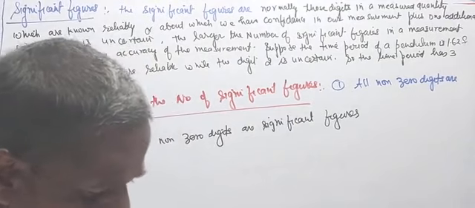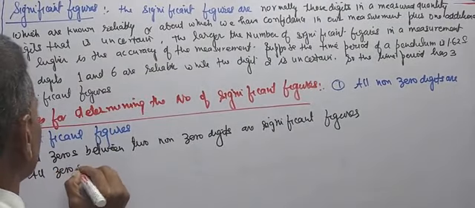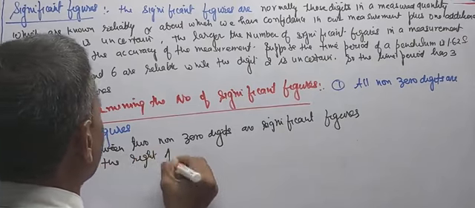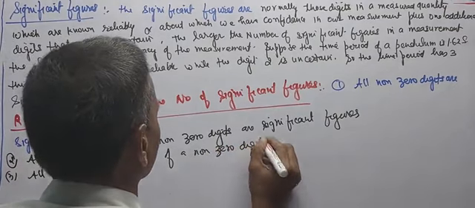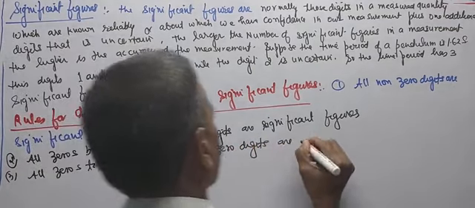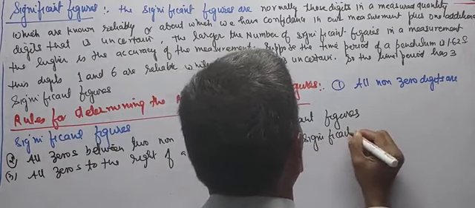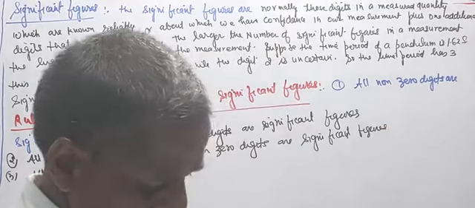Third point, all zeros to the right of a non-zero digit are significant figures.